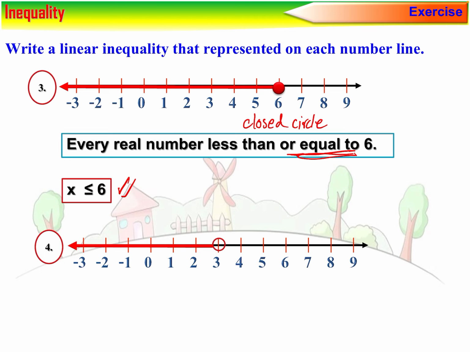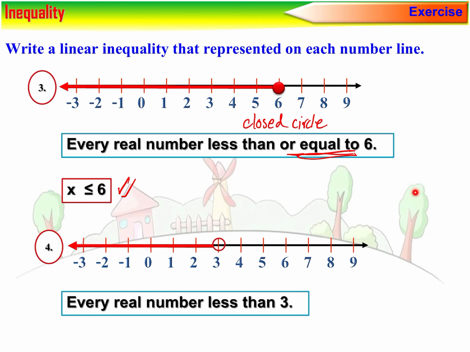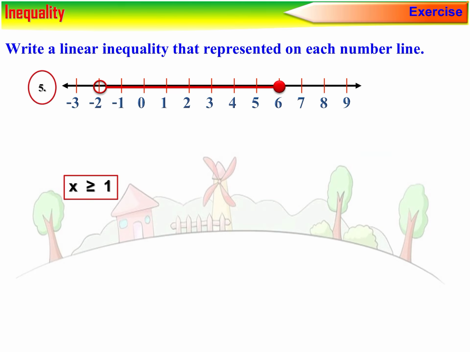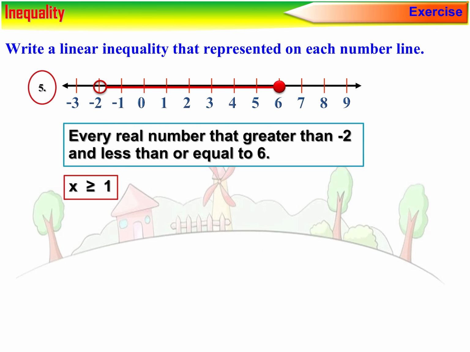Number 4, given a number line like this. So x means every real number that is less than 3. x less than 3 in this symbol. So there is something wrong, because I thought this one is wrong. We need to correct it.